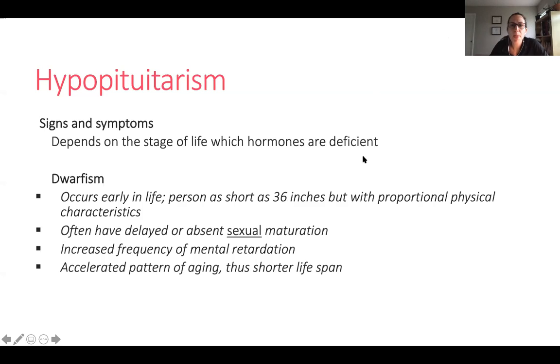Question. Is there a physical difference between the pituitary gland issue, dwarfism, and a hereditary? No. It is the same effect. So they also might have developmental delays, and then usually just because they're shorter and don't grow doesn't mean that they don't age. So usually they age faster and have a shorter lifespan.